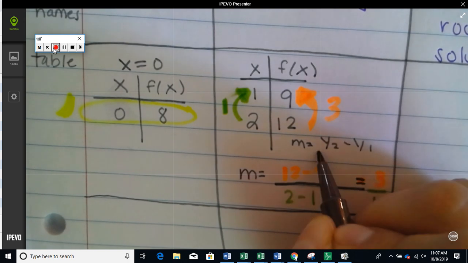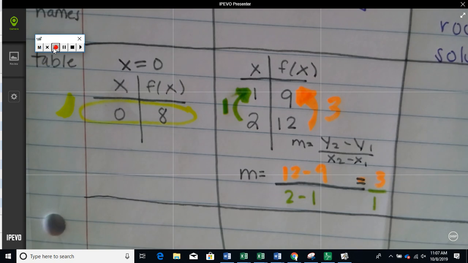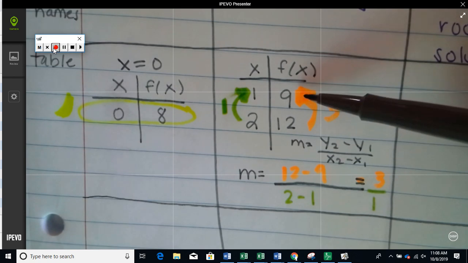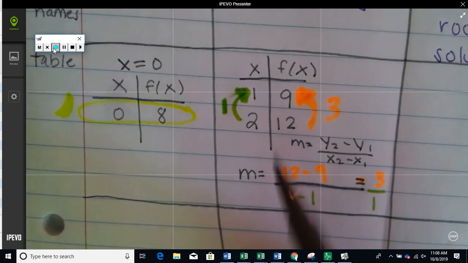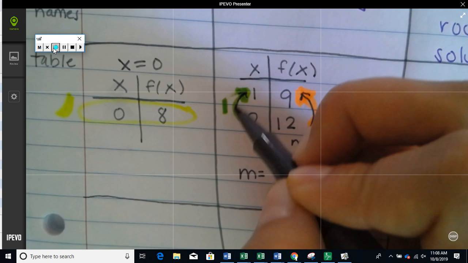y2 minus y1 over x2 minus x1. It's the same thing, you're subtracting the y's over subtracting the x's. And we subtract upward. So that's why it's not 9 minus 12, it's 12 minus 9. Everybody see the arrows? Make sure you have the arrows. When I grade page 23, I would like to see the arrows. I'll put them in so make sure everybody understands. We subtract upward.